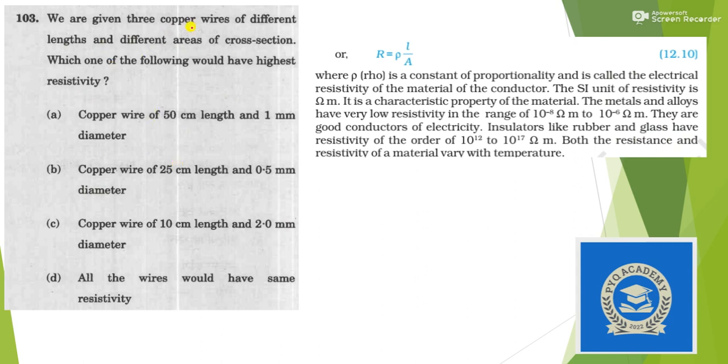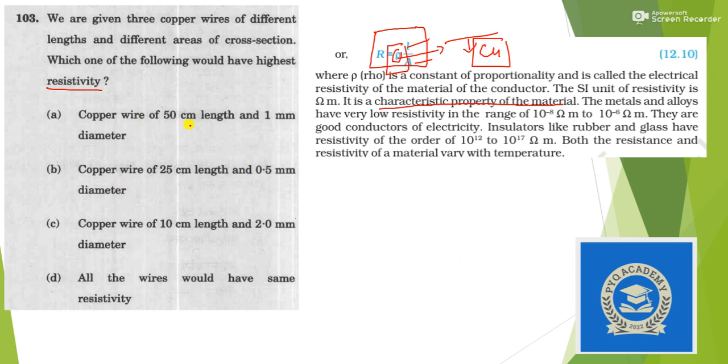We are given three copper wires of different lengths and different areas of cross section. Which one of the following would have the highest resistivity? It is asking about resistivity. We know that R, the resistance, equals rho L by A, where rho is the resistivity, and resistivity depends upon the nature or characteristic property of that material. That means if a wire is made up of copper, then irrespective of its length or area of cross section, the resistivity remains the same. So let's move to the options.